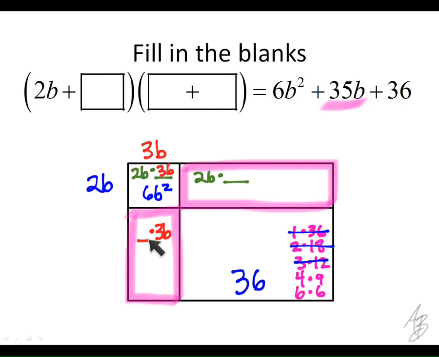If I put the 4 here, 4 times 3 gives us 12. And the 9 here, that gives us 18. What's 12 plus 18? 30. That doesn't work, so let's try it the other way.